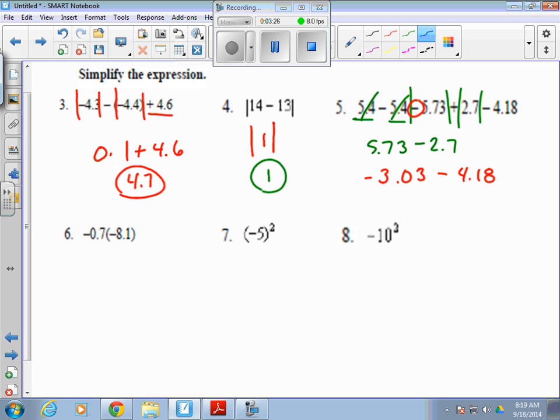8 plus 3 is 11. Carry 1, 0 plus 1 is 1, plus the 1 you carried was 2. And 4 plus 3 is 7. And keep the common sign that's negative. So you should have negative 7.21 for that one.